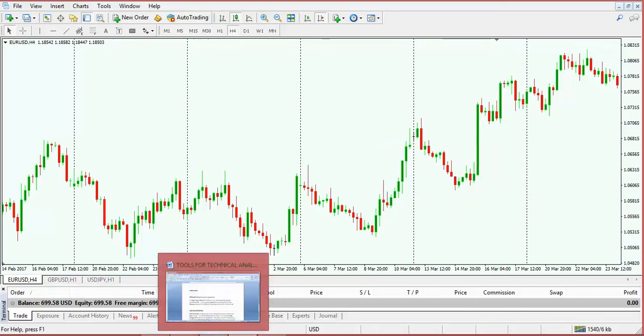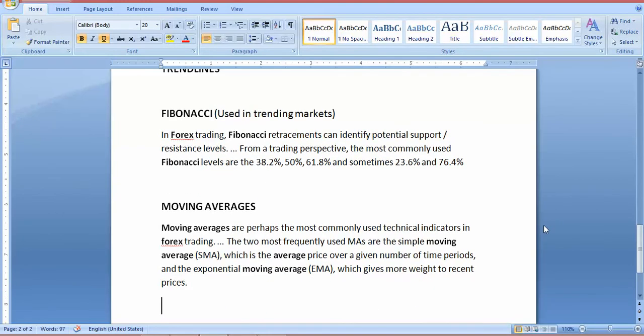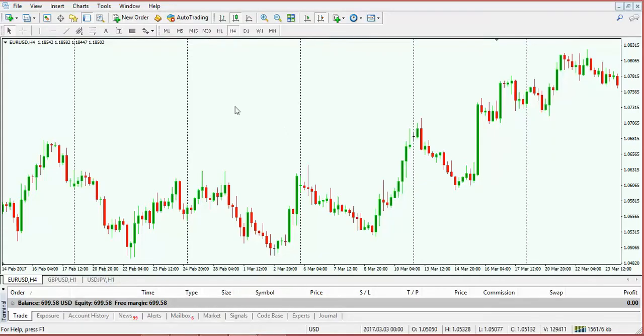Now the final tool I use in trading is moving averages, and it is one of the most commonly used technical indicators in forex trading. There are two: the SMA and the EMA, which is the simple moving average and the exponential moving average. You don't need to calculate these things. They are just tools on the charts. You can just go and get one there and add it to the charts.